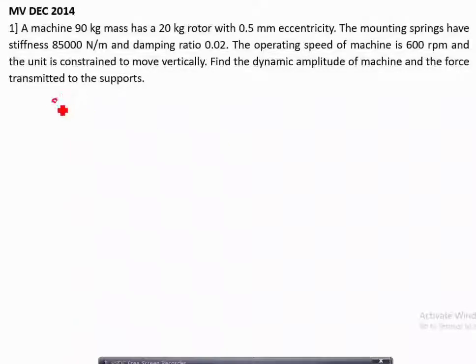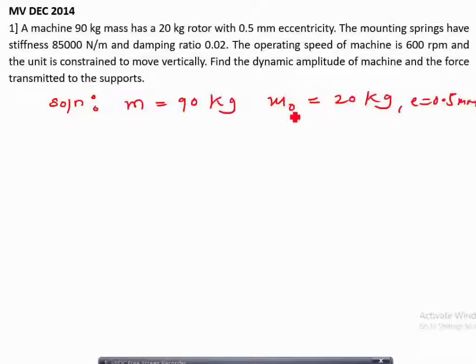So let us start solving problem number 1. Let us understand the given data. A machine of 90 kg mass has a 20 kg rotor. The mass of the rotor is the unbalanced mass, 20 kg, having eccentricity e as 0.5 mm. The mounting springs have stiffness k equal to 85,000 Newton per meter and damping ratio zeta of 0.02, and the operating speed of the machine is given as 600 rpm.